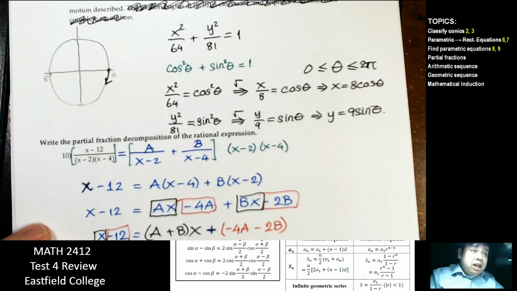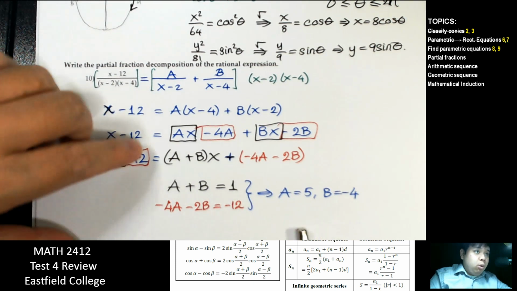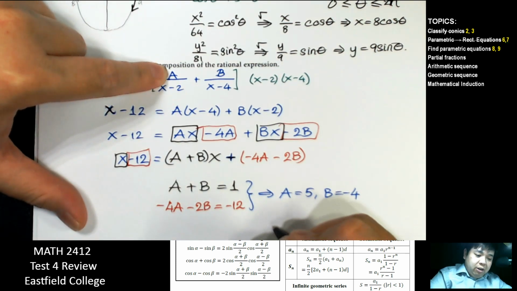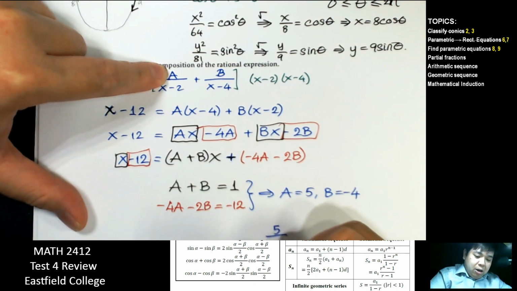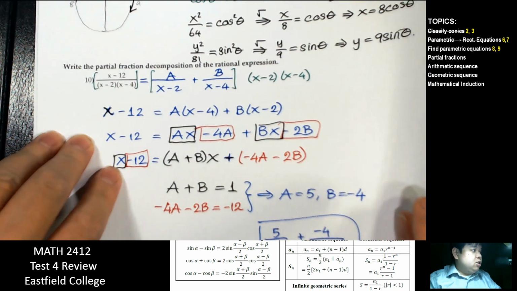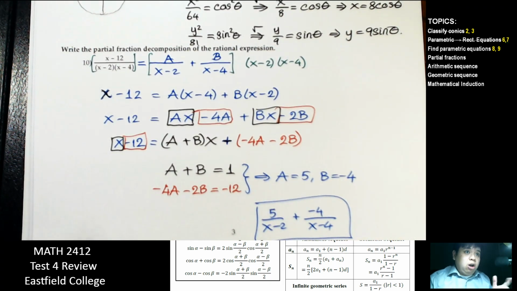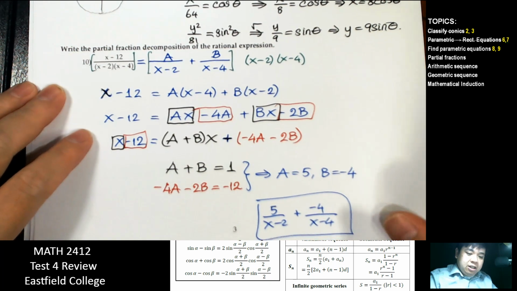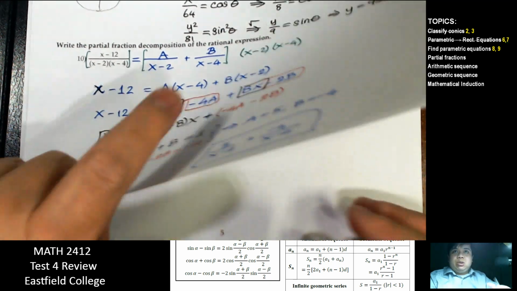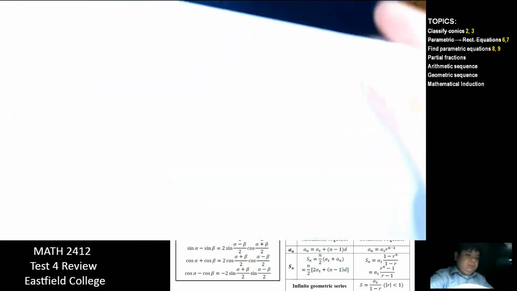Now since A is 5 and B is negative 4, we put it back into this form. We have 5 over x minus 2 plus negative 4 over x minus 4. That is the partial fraction. I will do a lot more of this, of course. So that was 10.